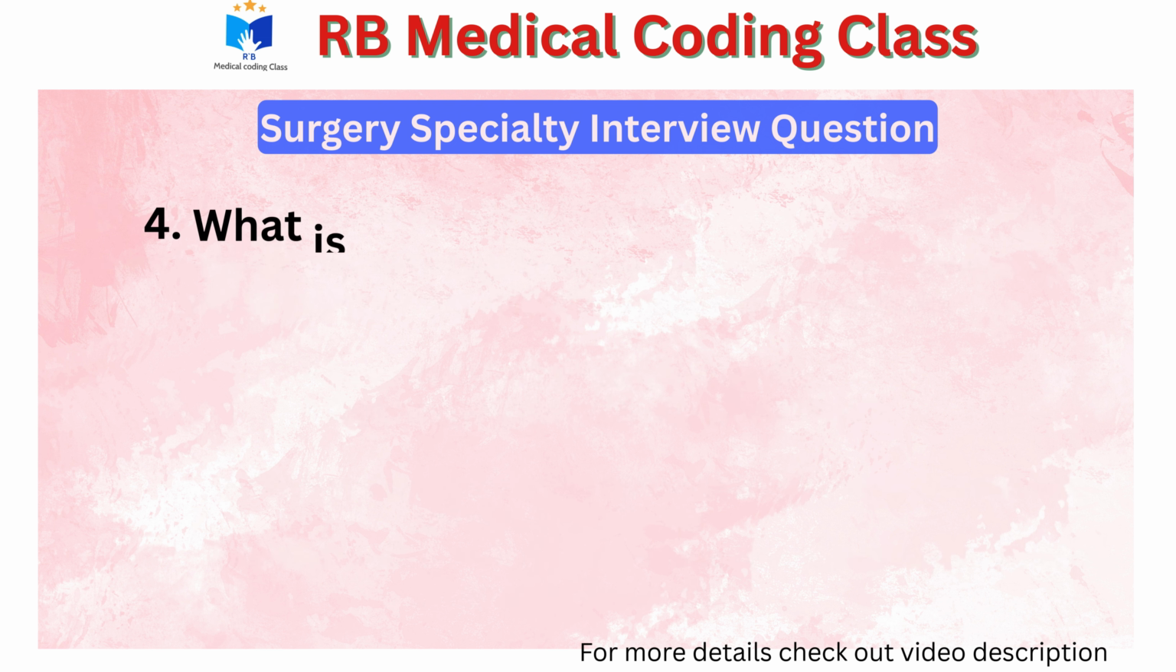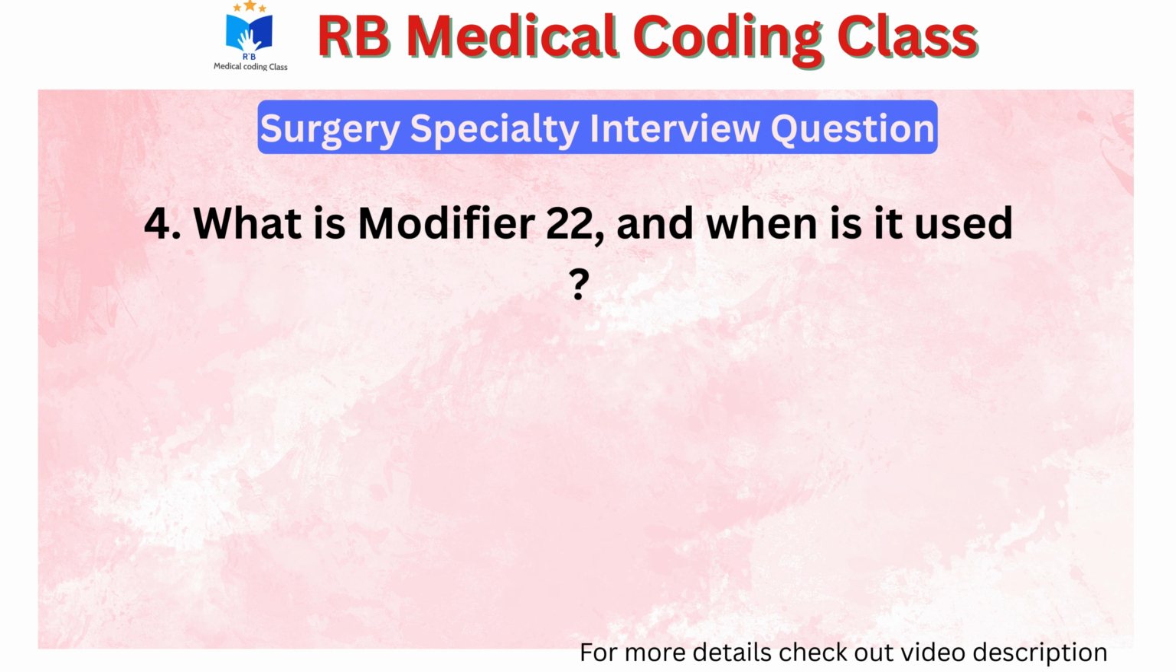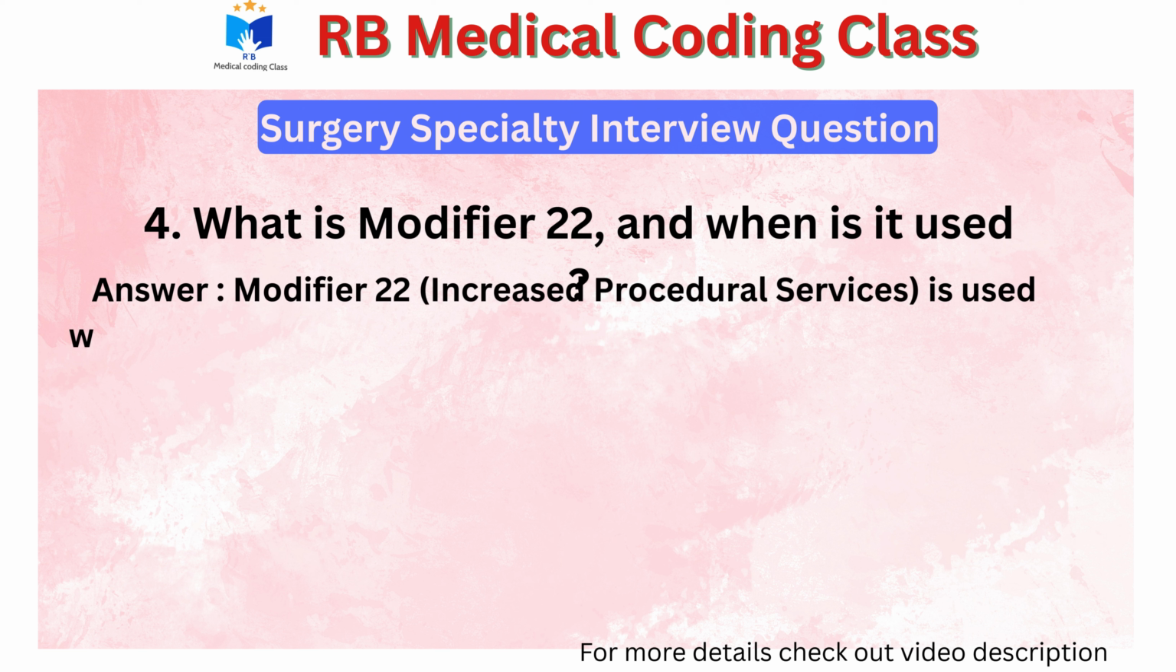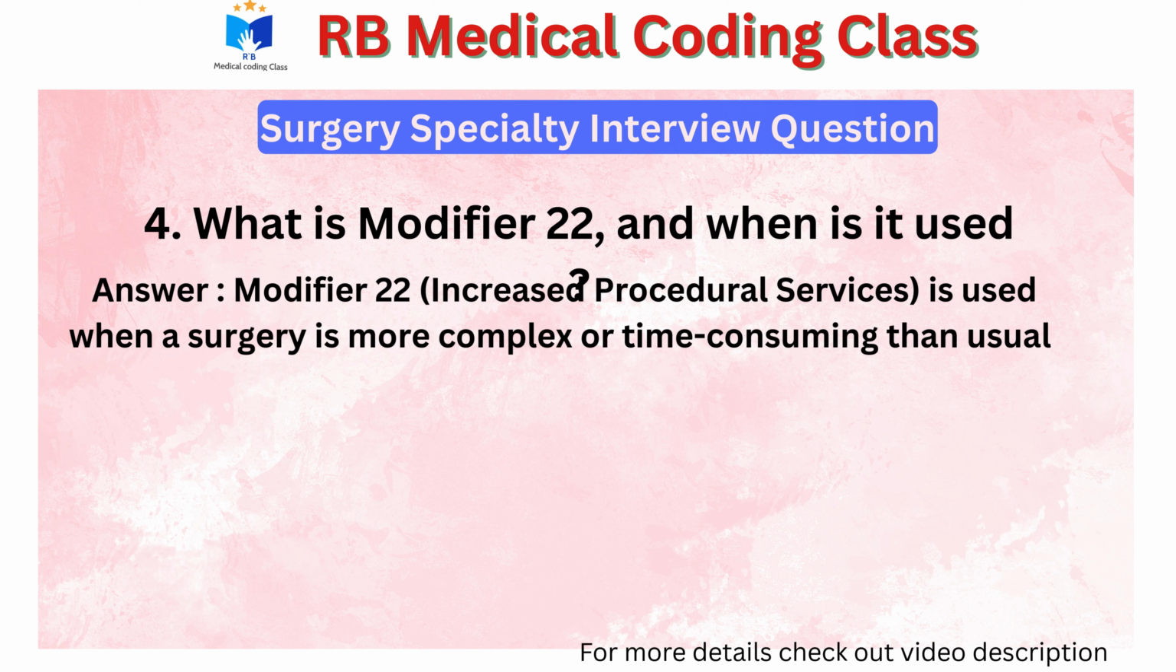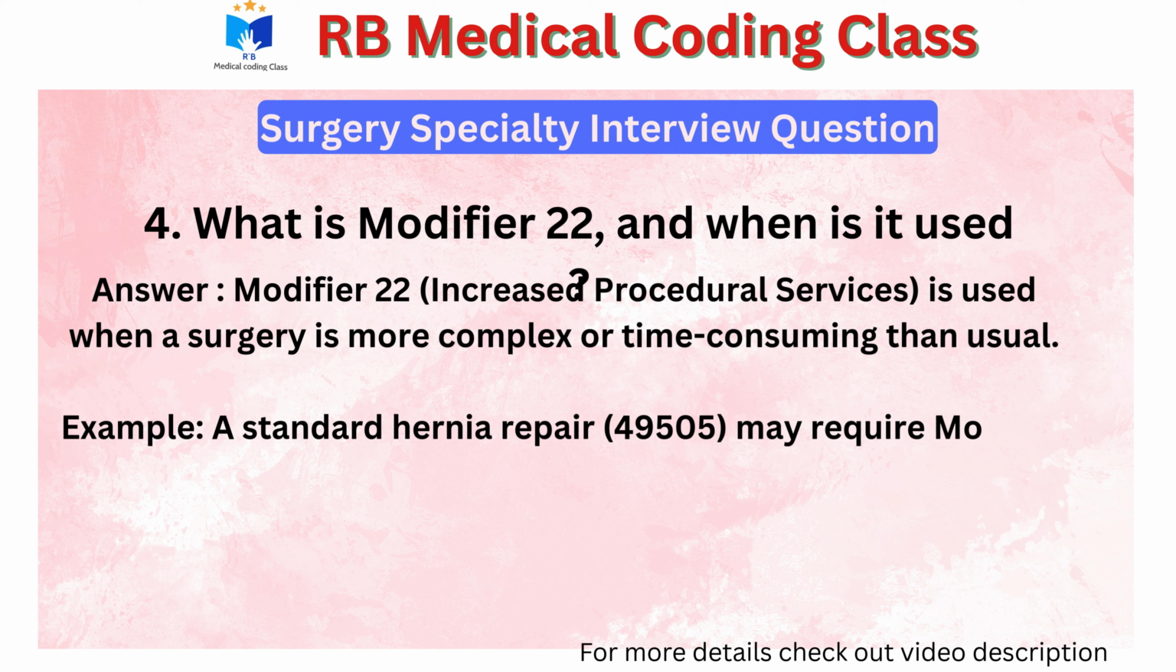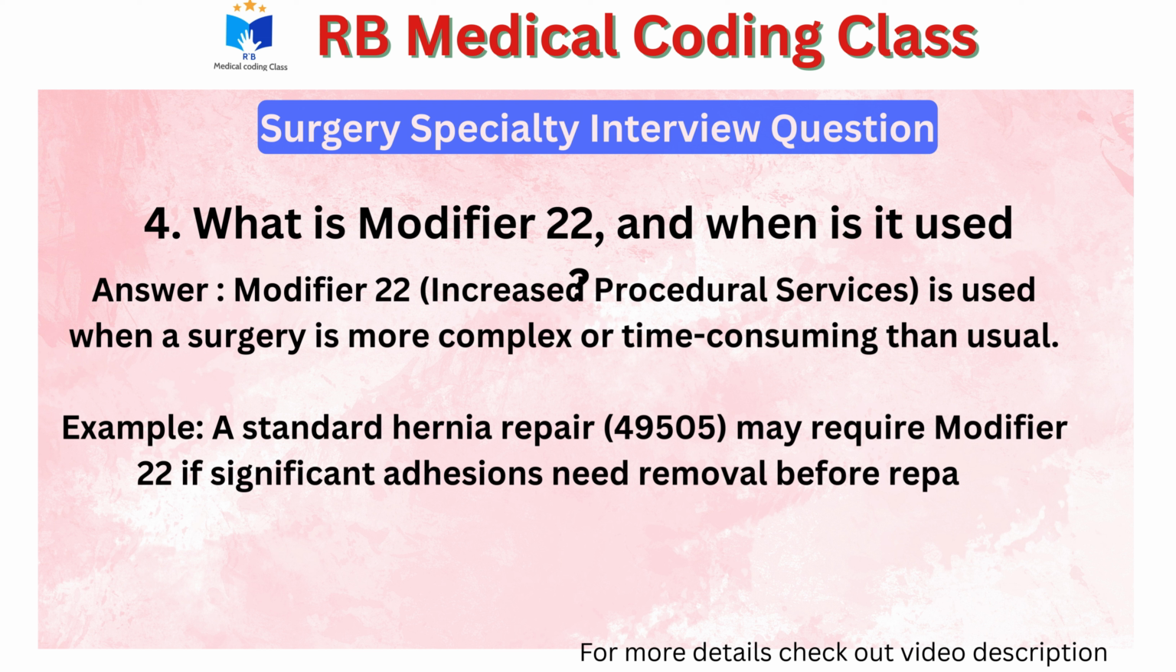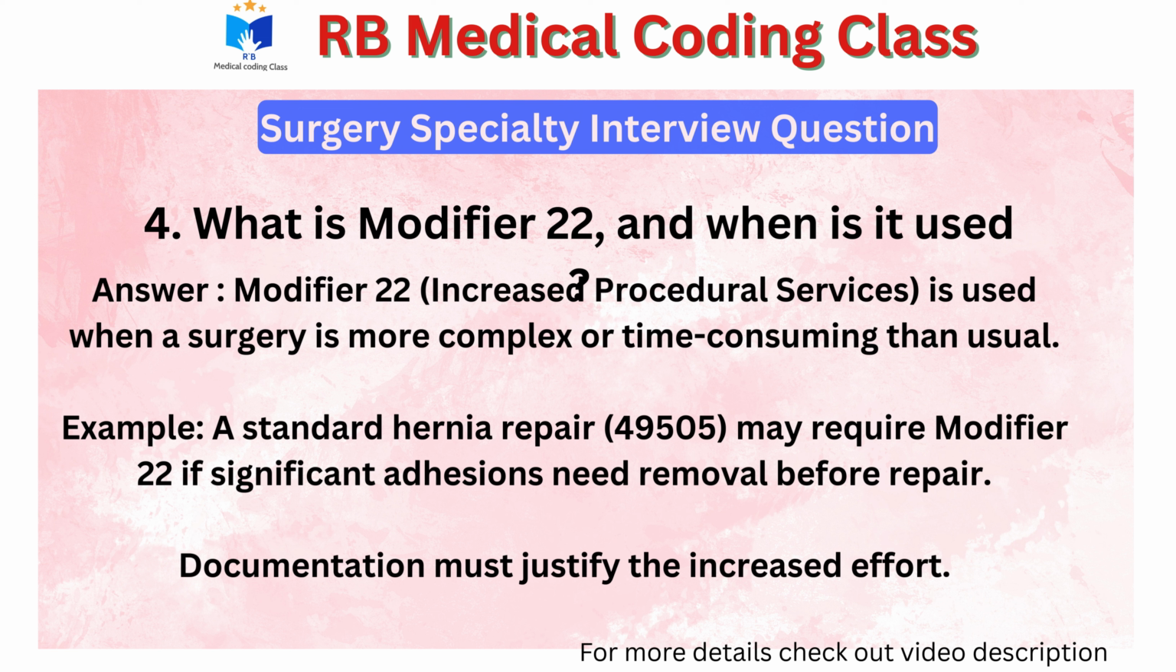Question 4. What is Modifier 22, and when is it used? Answer. Modifier 22, increased procedural services, is used when a surgery is more complex or time-consuming than usual. Example: a standard hernia repair, 49505, may require Modifier 22 if significant adhesions need removal before repair. Documentation must justify the increased effort.